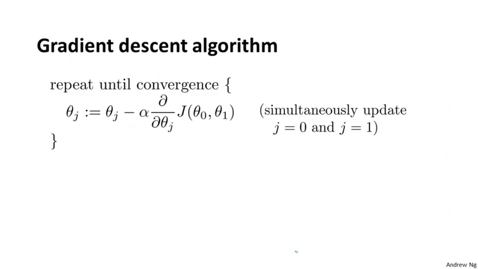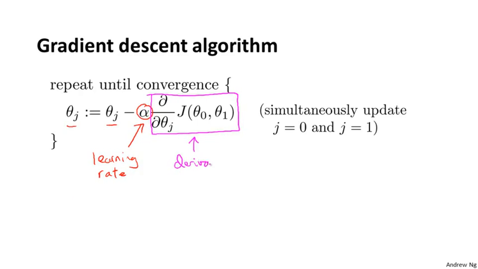Here's the gradient descent algorithm that we saw last time. And just to remind you, this parameter, this term alpha, is called the learning rate, and it controls how big a step we take when updating my parameter theta j. And this second term here is the derivative term. What I want to do in this video is give you better intuition about what each of these two terms is doing and why, when put together, this entire update makes sense.